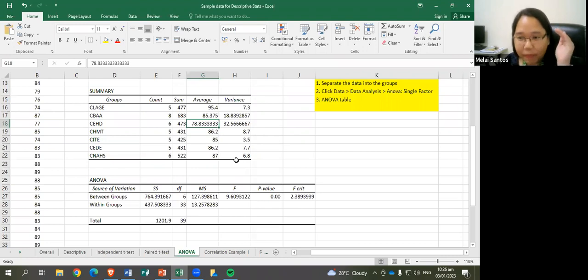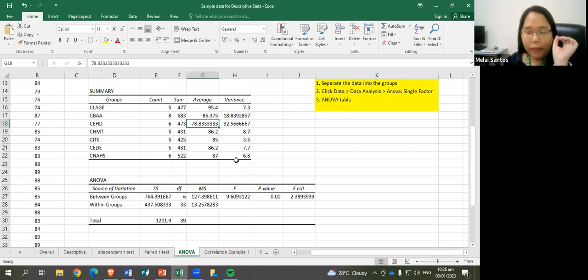Okay. So just by mere looking at it, we can see that it seems there is a significant difference among all these colleges. And the highest would be Clage. So Clage is significantly different from them all. If we really want to test which one is higher and which one is the lowest of all, we have to do the Tukey analysis. But the post hoc analysis is in SPSS and it cannot be done in Excel.